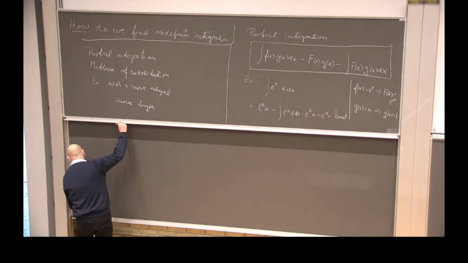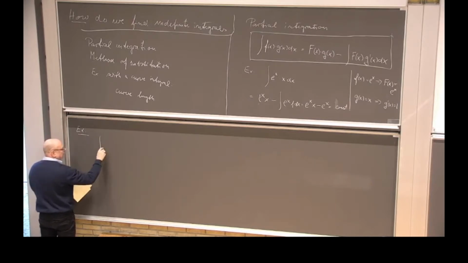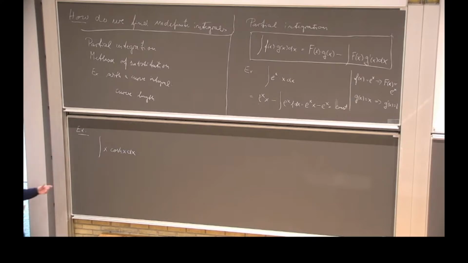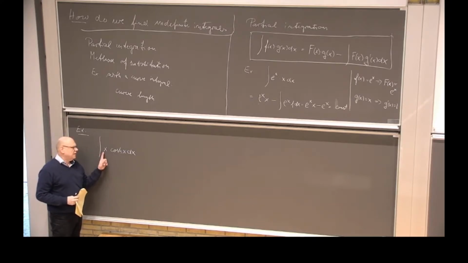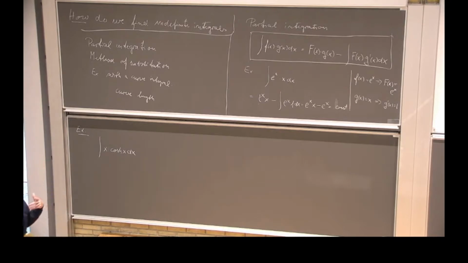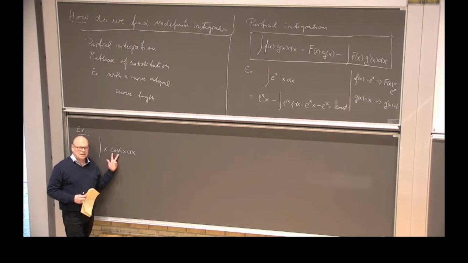So let me take another example. I have here the indefinite integral of the product of these two functions. Again, I have x, and you get a 1 when you differentiate this. So you should probably use this as your g function. And cosine hyperbolic of x is very easy to differentiate and integrate.